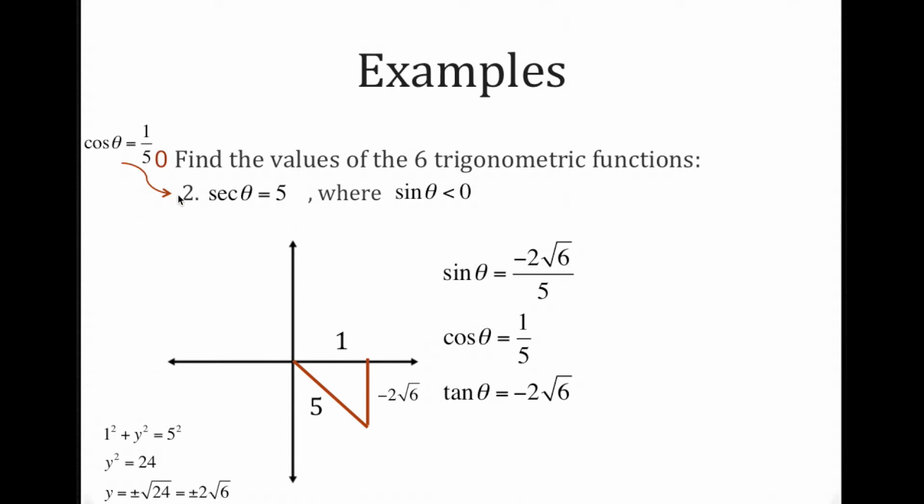Cosine is kind of given to me, right? It's given the reciprocal here. And tangent, of course, is y over x, but negative 2 radical 6 divided by 1. Let's just simplify that here. My reciprocal functions, again, just flip them. Negative 5 over 2 radical 6. Negative 1 over 2 radical 6.